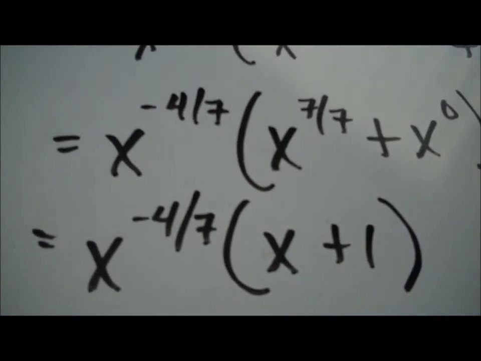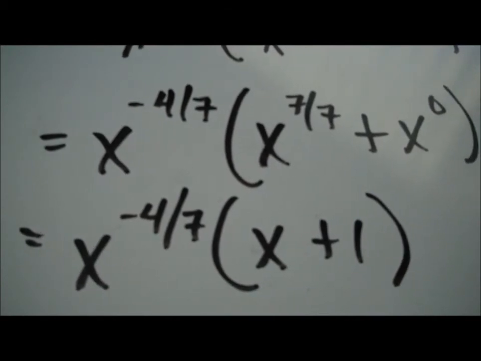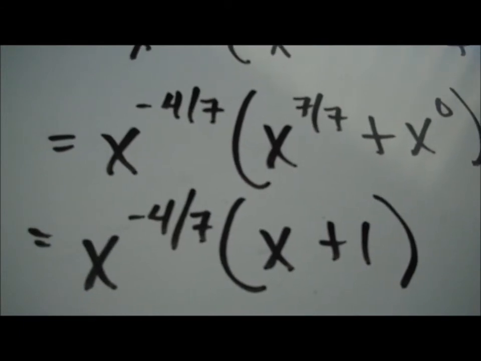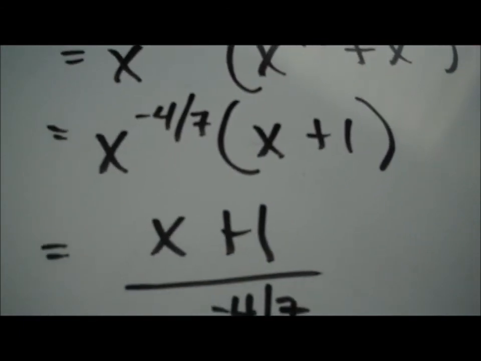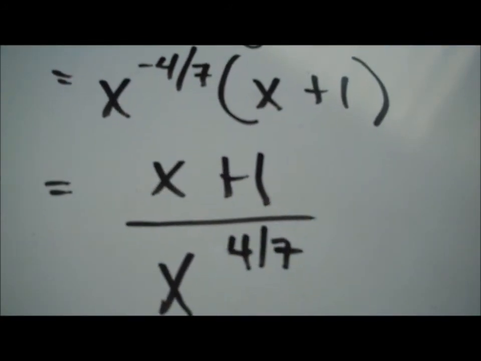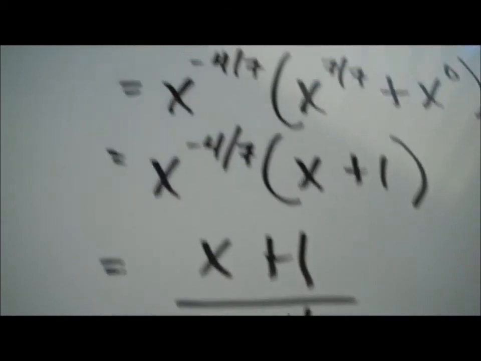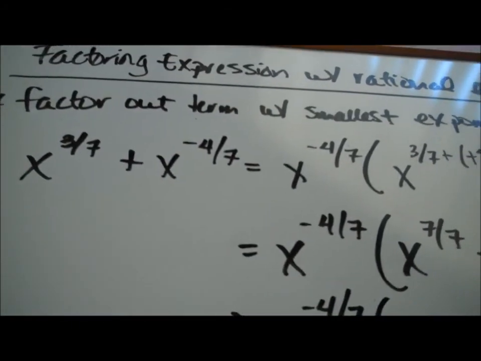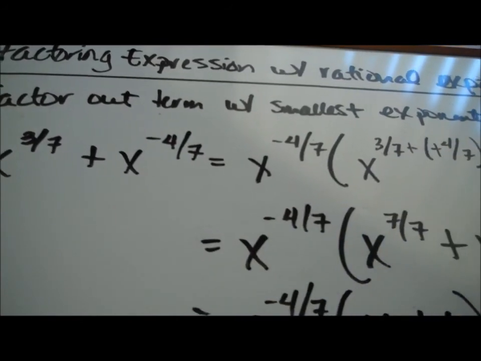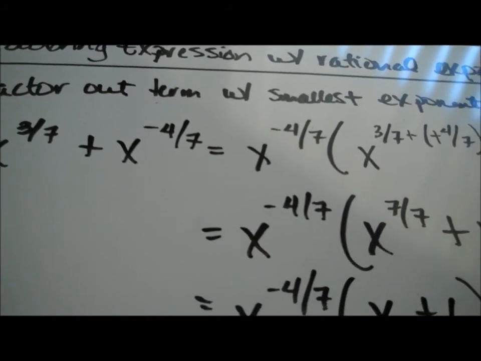Now, if you are writing this as your answer and entering it into MyMathLab, it will count it wrong, because remember, we are not allowed to leave our answers with a negative exponent. So we need to rewrite this by bringing that x to the negative 4/7 downstairs, where it becomes a positive 4/7. Remember, the key thing is to factor out the smallest exponent first, and you have to subtract that from every single one of them.